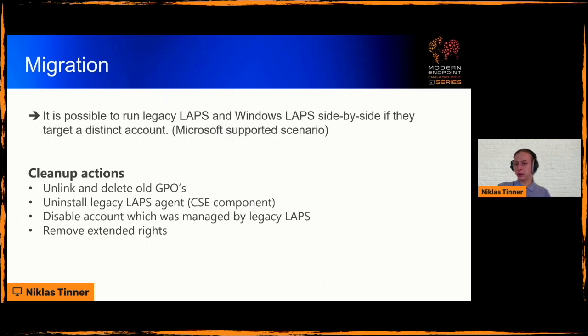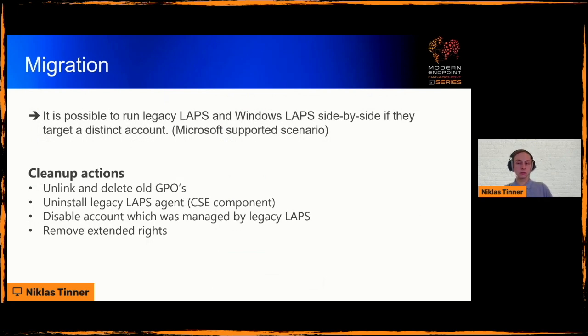So the migration scenario, Microsoft clearly states that it's possible to run legacy labs and Windows labs side by side. That's an interesting thing, but only if you target distinct accounts. So you would need to have the admin A, for example, targeted by Windows labs, which is the new labs here with all the features we've seen right now, and another admin B local account, which is managed by legacy labs. Then a side-by-side scenario is officially supported. And you can find that statement in the FAQ section of Microsoft Learn for the Windows labs.